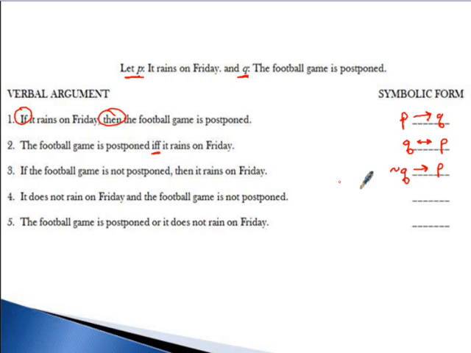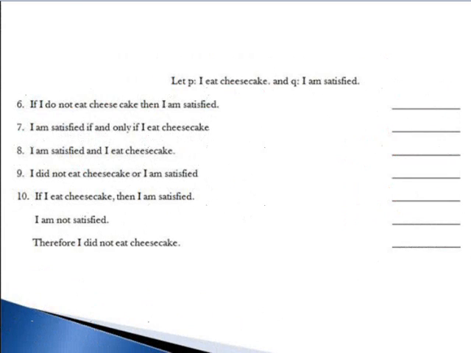So we have it does not rain on Friday, so not P, and the football game is not postponed, so not Q. And then the football game is postponed, so Q, or it does not rain on Friday, so or not P. Okay? All right. Let's take a look at the next page. Just some more. Go ahead and pause the video again. Try and do these on your own, and then unpause and check your answer.